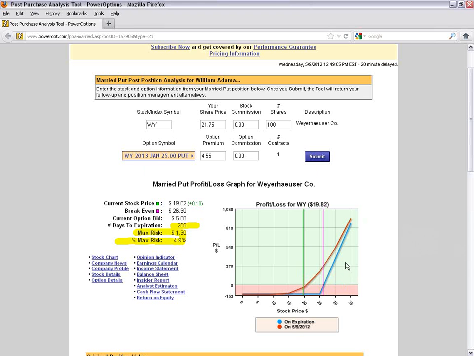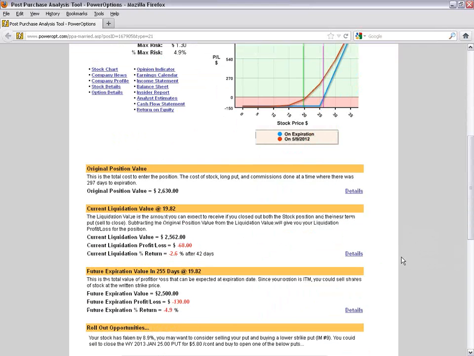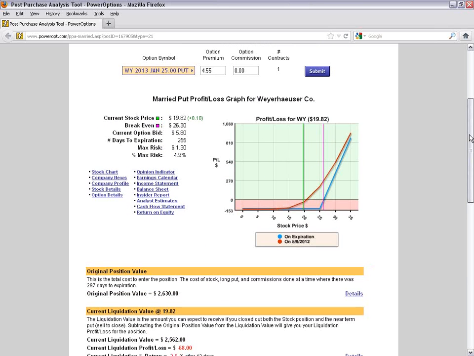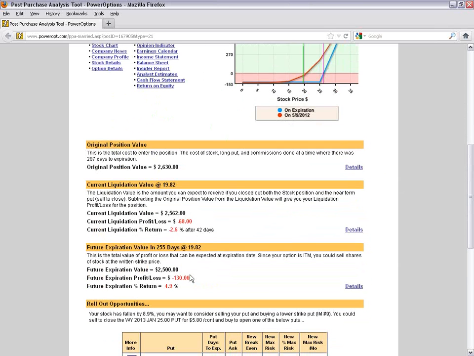Now, as I scroll down below the basic profit and loss chart, we see the 3 columns we've already viewed, but we have a little bit more detail. Okay, so my original position value, my original position cost. It doesn't show me my original expected return because that's infinite when I first open a married put position. Current liquidation value, we saw that, well, it would be 2.6% after 42 days. If I sold to close the stock and sold to close the put option, we'd have a loss of 2.6%. And again, my future expiration value, if I continue to hold it, make no adjustments, and the stock stays below our strike price by January 2013 expiration, which is $25, well, we'd have the full loss of 4.9%.